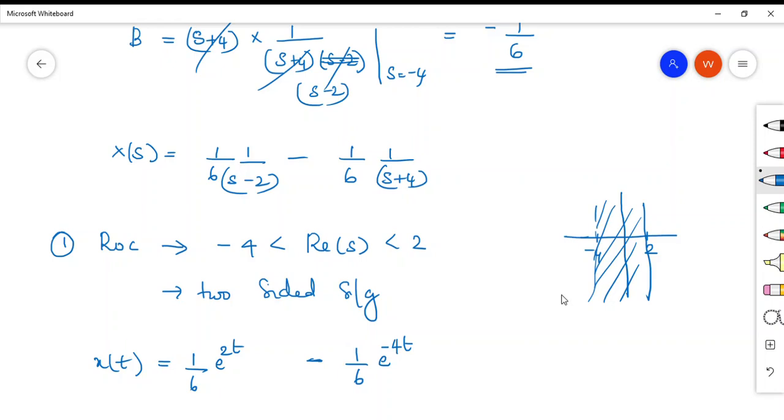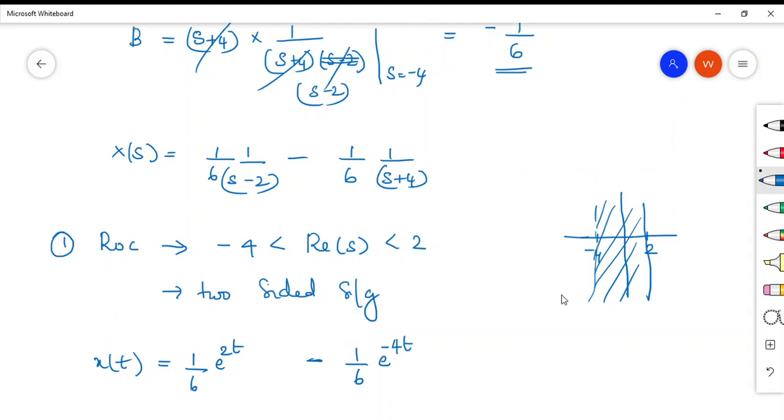To the left of the leftmost pole means it will be a left sided signal. So you just find the ROC lying to the left of 2 and to the right of minus 4. So this minus 4 is considered to be the signal which is a right sided signal, and 2 is corresponding to the signal which is a left sided signal.